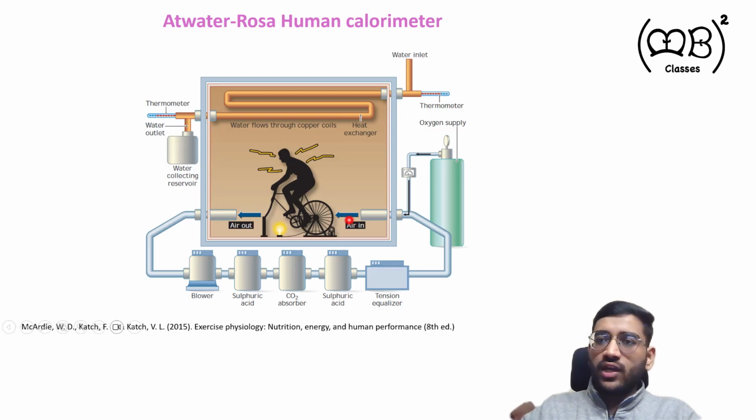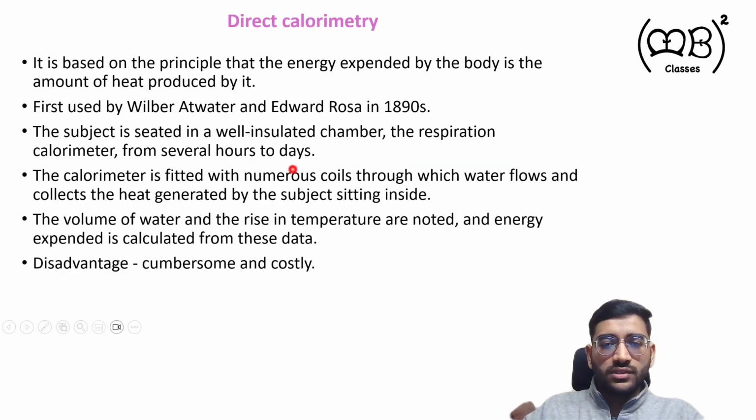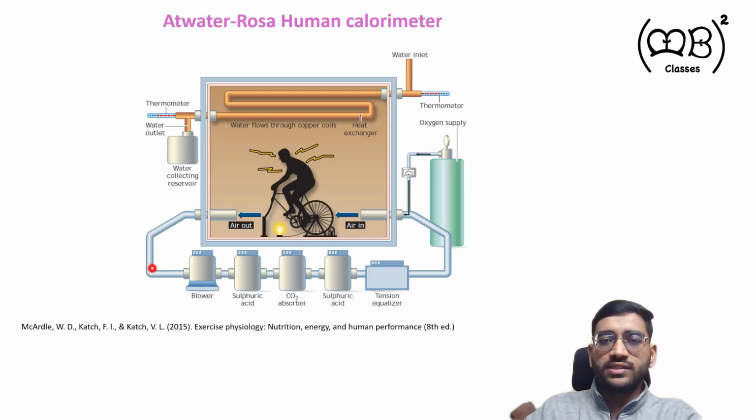To maintain the environment of this closed chamber, the air goes out through an outlet with the help of a blower or a fan. Sulfuric acid is present in these chambers to absorb water, and the carbon dioxide absorber is soda lime, which would absorb carbon dioxide. The rest of the air, along with an oxygen supply, would keep pushing air into the chamber and maintain the environment of the room. This was the basis of direct calorimetry, but the disadvantage is that it's very cumbersome and costly. It would take more time for an individual recording, and the setup is very costly.